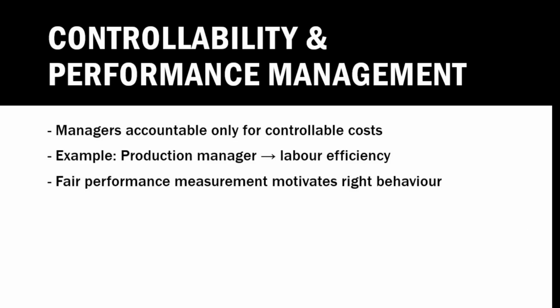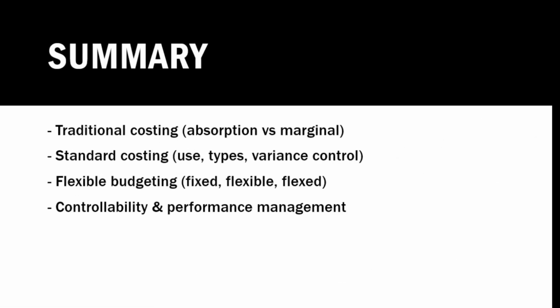Summary. So in summary, we revised traditional costing, absorption versus marginal. We refreshed standard costing, its use, types of standards, and variance control. We explored flexible budgeting, why it is better than fixed, and the role of flexed budgets. Finally, we linked everything to performance management and controllability. Mastering these basics ensures you can handle advanced PM topics like advanced variance analysis, decision-making under risk, and performance measurement in a real-world context.